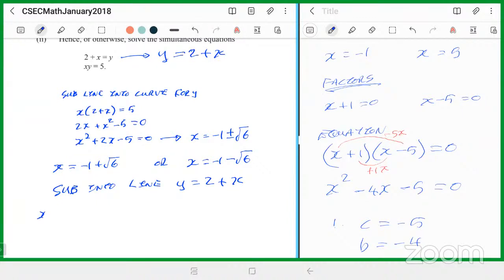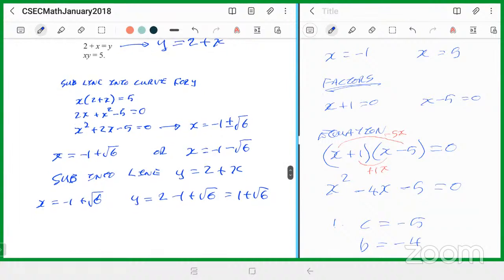So at x equals minus 1 plus root 6, the y is 2 plus this, minus 1 plus root 6, which becomes 2 minus 1 is 1, plus root 6. That's 1 point. So we can put a bracket and put this point: minus 1 plus root 6, comma, 1 plus root 6. That's 1 point.